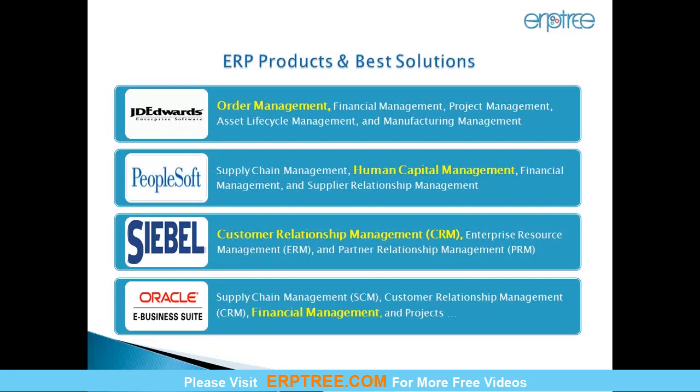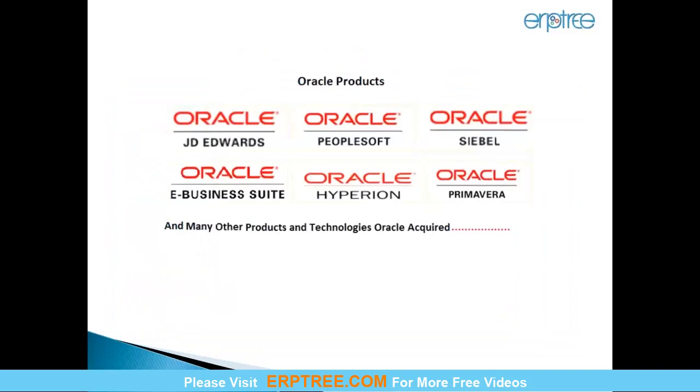But it may not be possible for all the clients to invest too much money to get one ERP which will help all their business-related processes in the best way. So for that reason, Oracle acquired many other ERP products: JD Edwards, PeopleSoft, Siebel, Hyperion, and Primavera. So all these products Oracle acquired. Now it is Oracle JD Edwards, Oracle PeopleSoft, Oracle Siebel, Oracle Primavera, Oracle Hyperion.